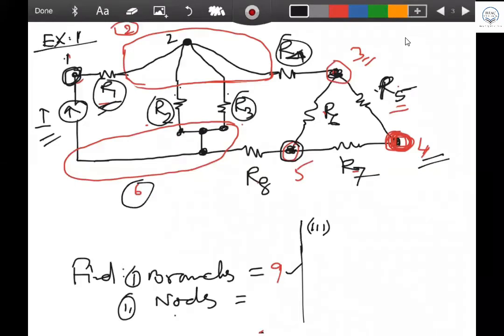It's a joining point of how many elements, Bipro? R8, good. R2, R3, R1, and R1, where is R1? R1 is far away. Oh, sorry, sir. You are correct. R8, R3, R2, and another one. What is that? This side, this side. Source. It is connected to what? R1.